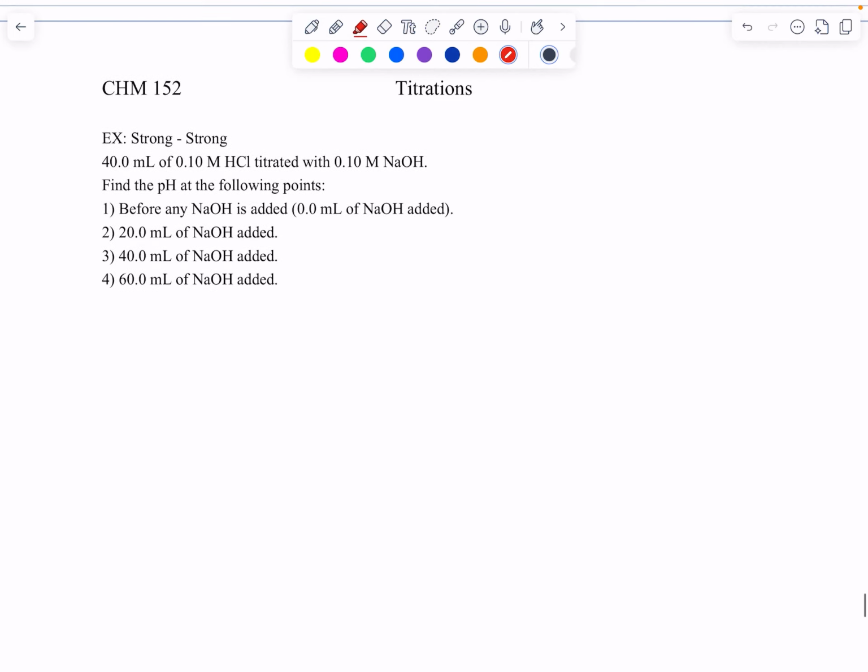All right, guys, let's talk about the strong titration. So we will have 40 milliliters of 0.1 molar HCl titrated with 0.1 molar NaOH. Okay, so our analyte, which is in the flask, will be our 40 milliliters of our 0.1 molar HCl, right?